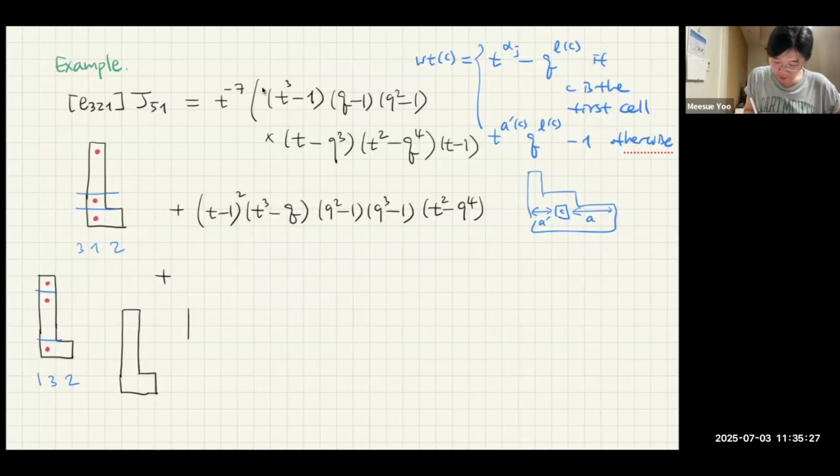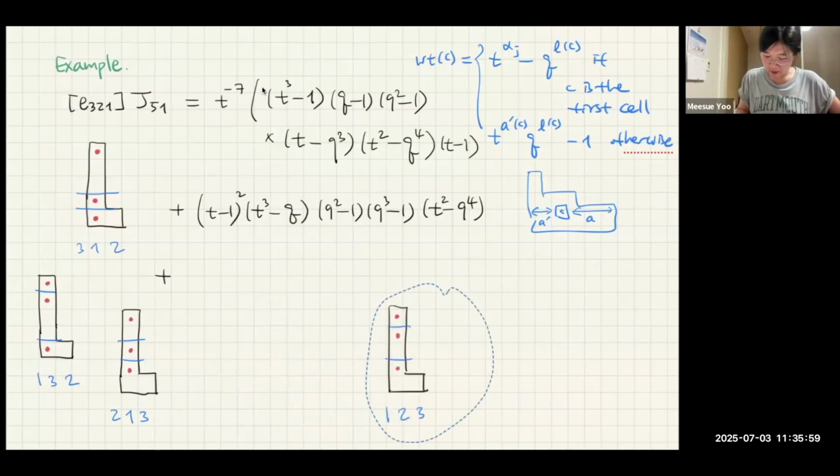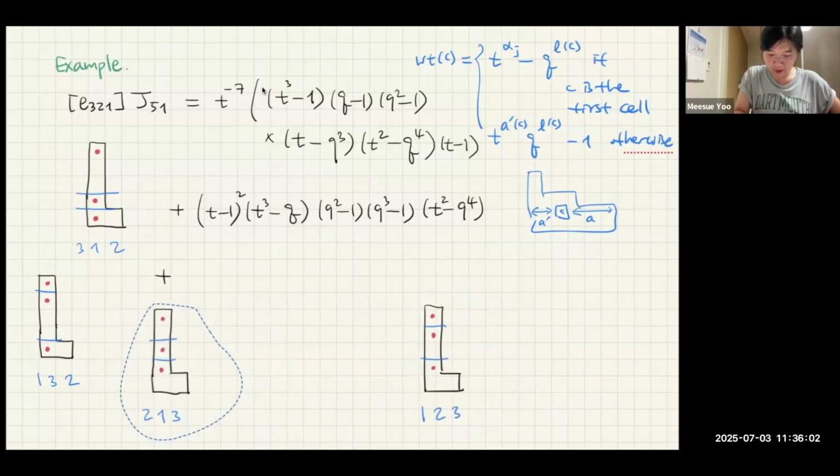And let me just give the picture and weight quickly. So there are 2 more that we can consider. 2, 1, 3 is one possible composition, and 1, 2, 3 is another possible composition. And these are the leading cells. And then let me just write down the weights of the cells quickly.